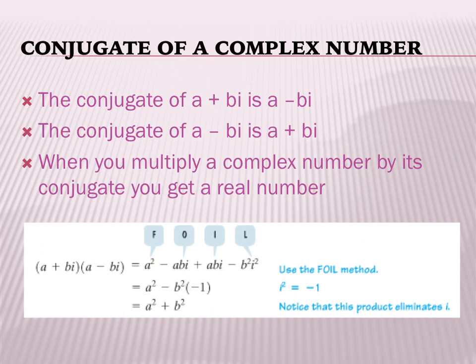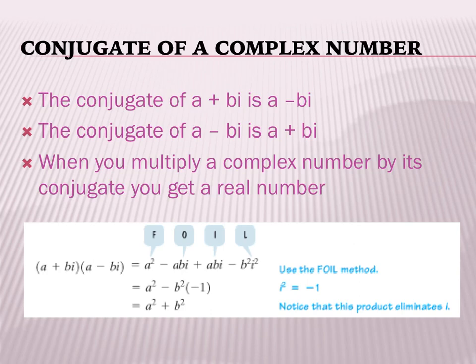Okay, the conjugate of a complex number is the same exact expression with the opposite sign in between. So we don't change the sign on the A, you only change the sign on what's in between, which is the B. If I had 2 plus 3i, then the conjugate is 2 minus 3i. If I had 3 minus 5i, then the conjugate is 3 plus 5i.